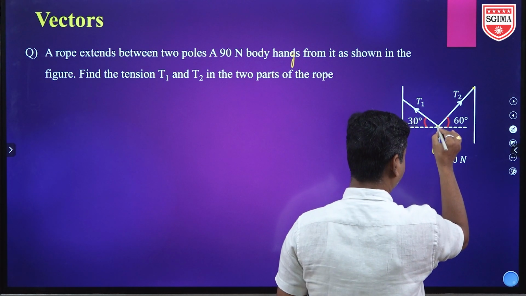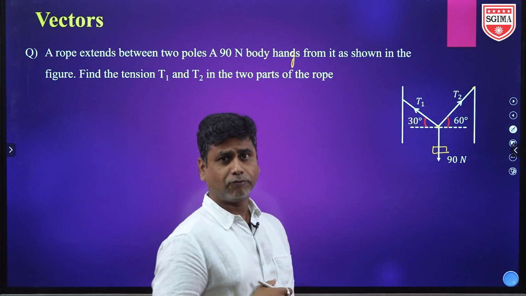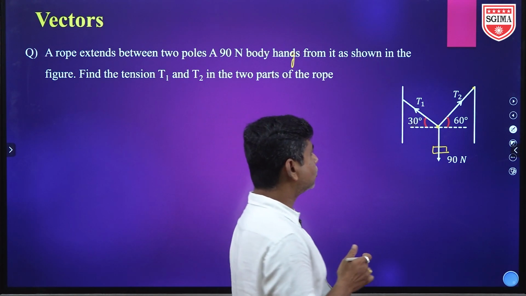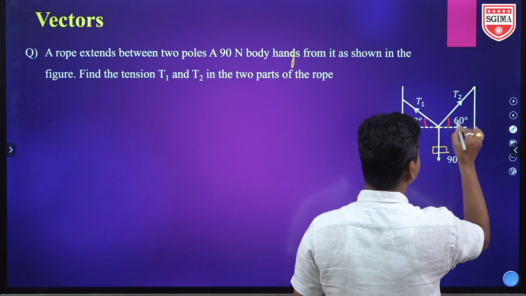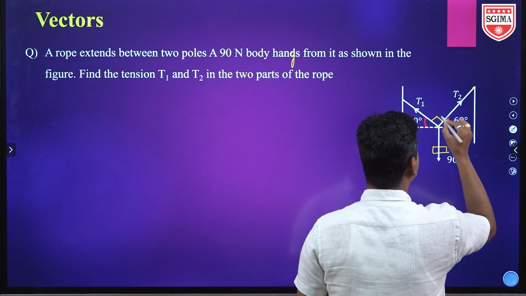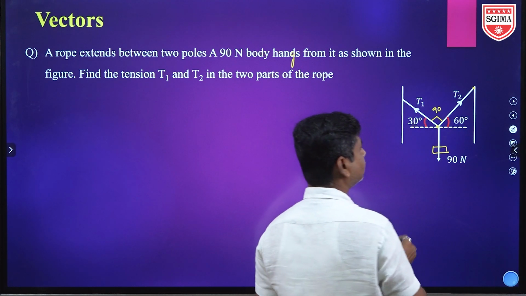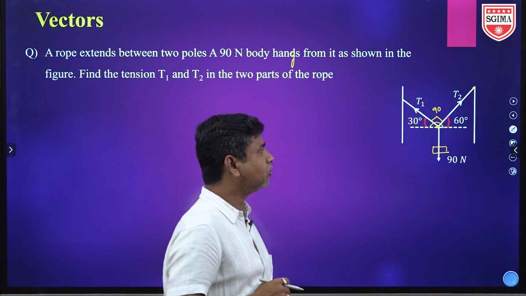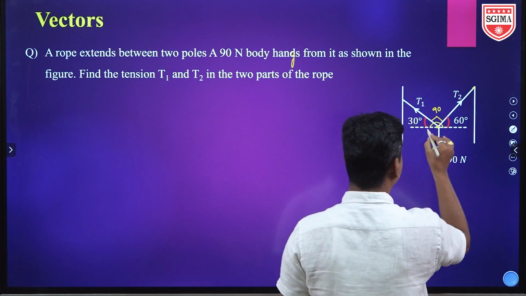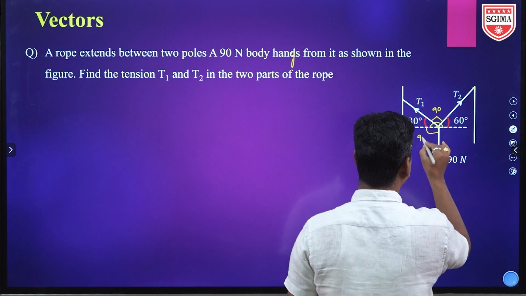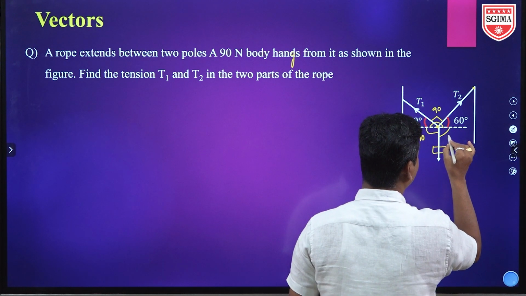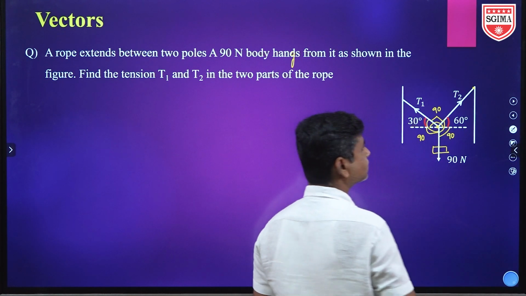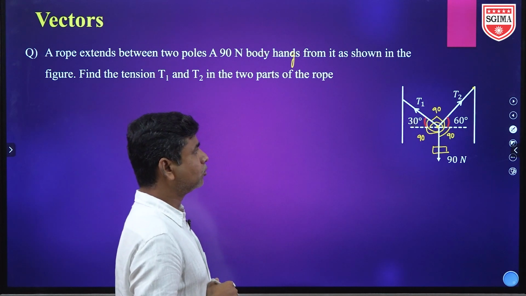Now this point is at equilibrium, so we can apply Lami's theorem. This angle 30 is given, this angle 60 is given, so this angle is 90, because the total angle is 180. So the angle between T1 and T2 is 90. This angle plus 60 gives 150, and this angle plus 30 gives 120. Now these three angles we know.